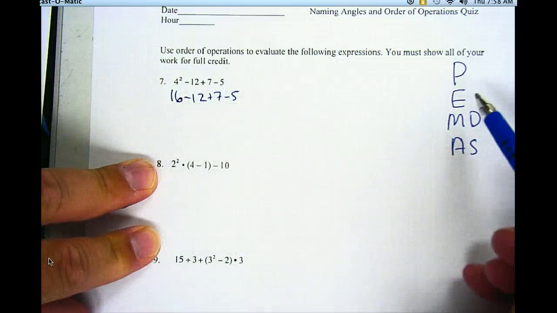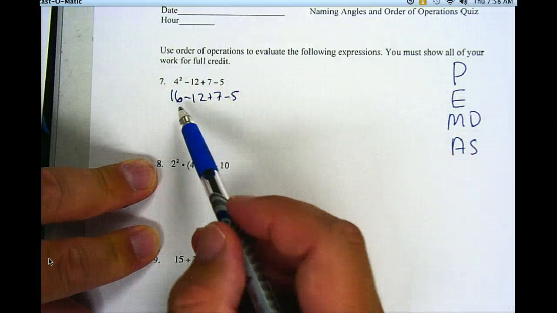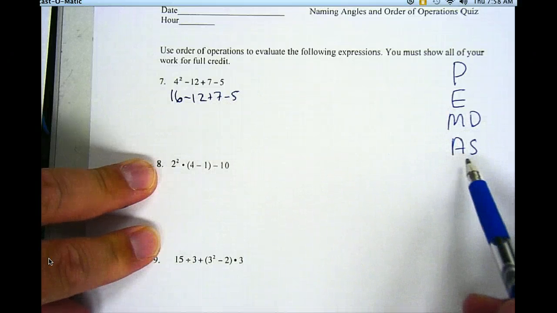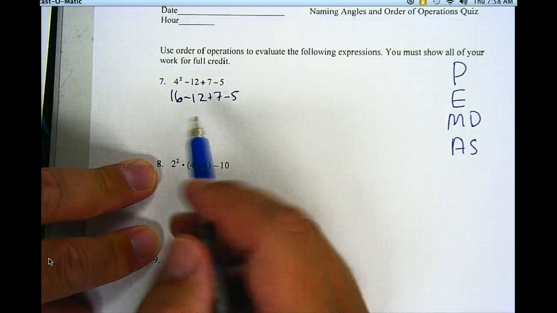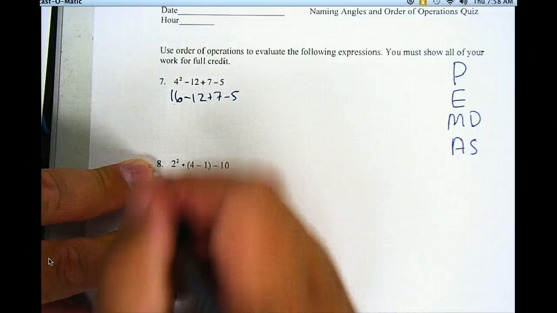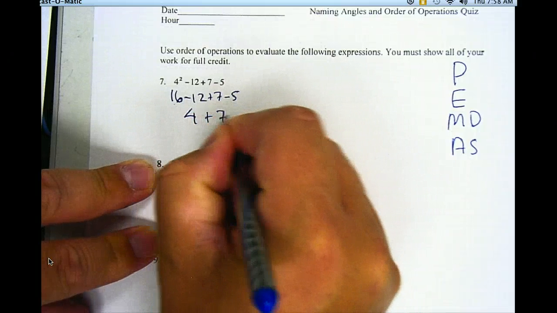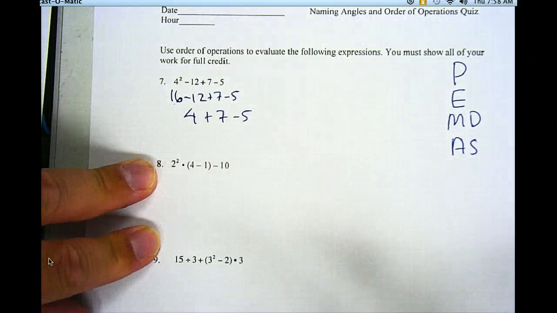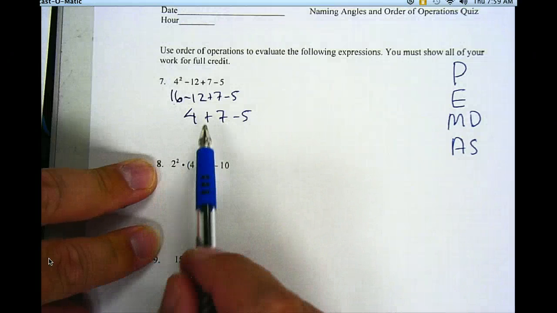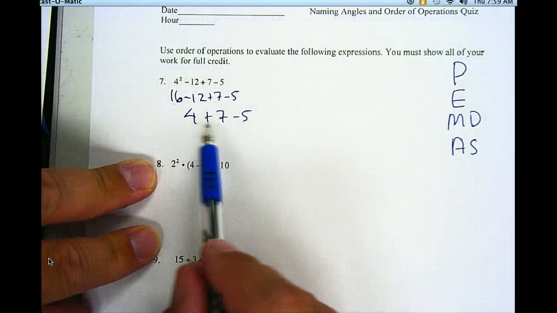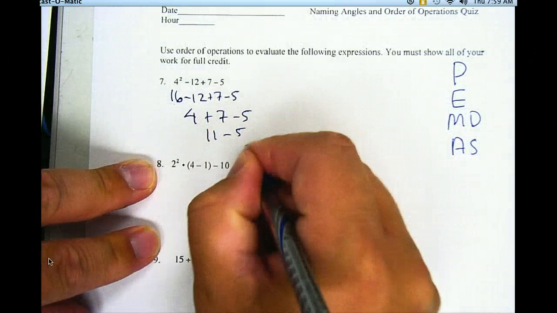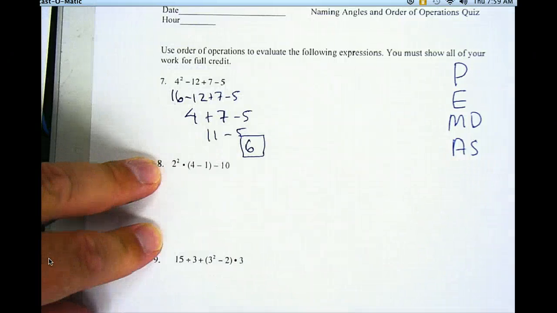Now I don't have any more exponents. And I just have subtraction, addition, subtraction. So I don't have any multiplication, division. I just have addition and subtraction. When I have just addition and subtraction, I do whichever comes first from left to right. So I'm going to do this one first. 16 minus 12 is 4 plus 7 minus 5. Notice I wrote everything else down just like it was. Now I have addition and subtraction. I do addition first because it comes first from left to right. 4 plus 7 is 11 minus 5, and I get an answer of 6.